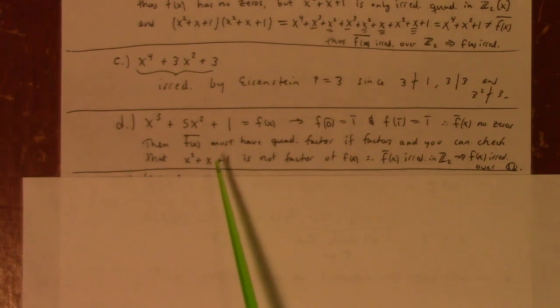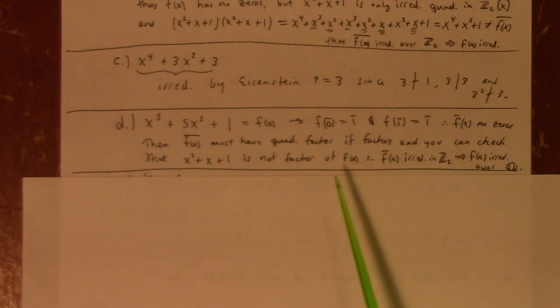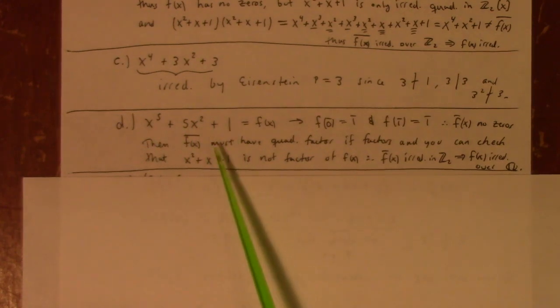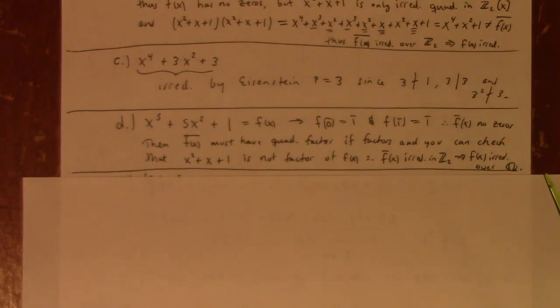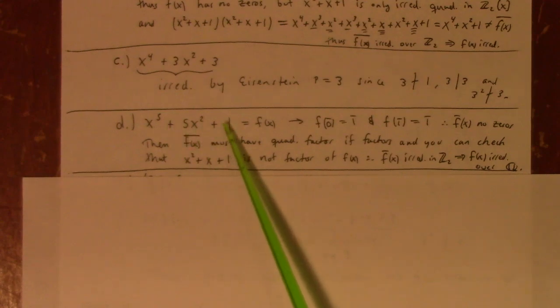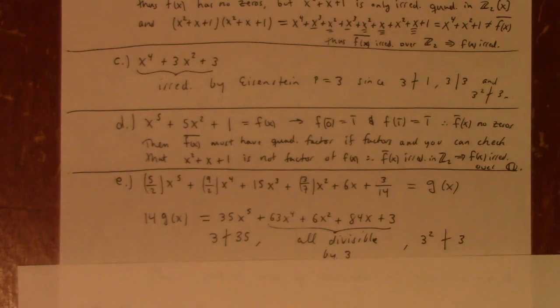By the way, that claim would make a reasonable test question. Prove that x squared plus x plus 1 is the only irreducible quadratic over Z2. I've asked that question on tests before in 421. But anyway, you can check by long division over Z2 that this is not a factor of that. If you divide this into this, you'll get a non-zero remainder, which shows you that it's not a factor. As such, there does not exist a factoring of this over Z2, which then implies that f of x is irreducible over Q. Great.